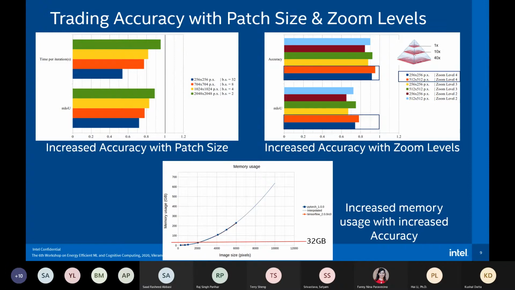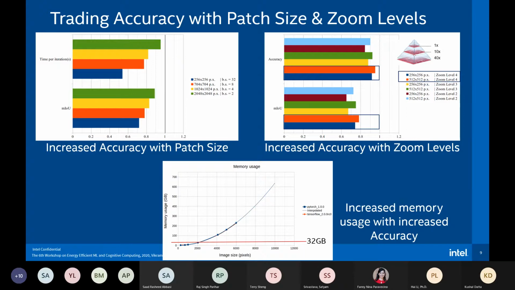It also depends on the zoom levels of this data set, and whether you're using 256 pixels, or the patch has been carried to 512 in this case. And the higher the zoom level, you can actually get higher accuracy. But the cost is this: the cost is that you require increased memory, and that's the trade-off.